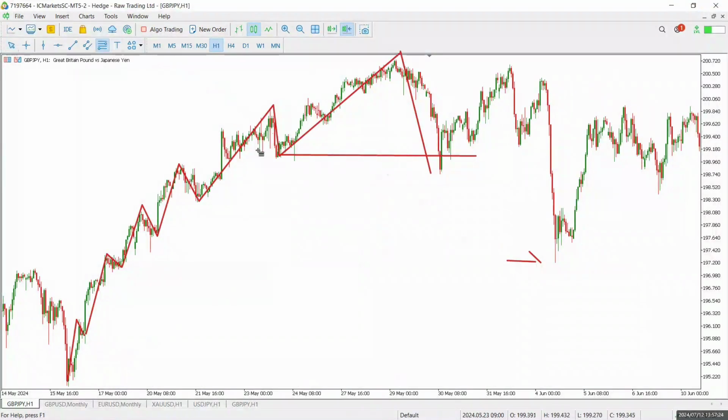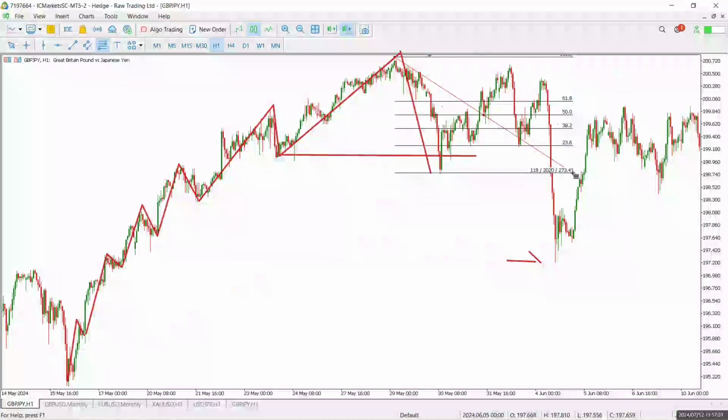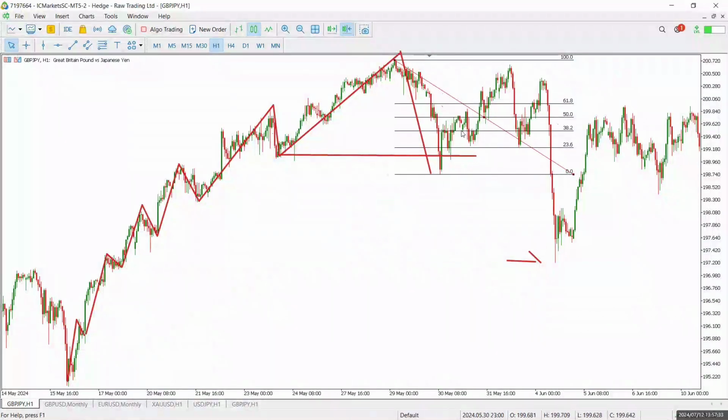How do we get our 61.8? We bring out our Fibonacci from the highest point of the broken fractal to the lowest point of rejection right here. Okay, so we can see clearly that prices came back to the 61.8. We can take some of these drawings out to see it clearly. Okay, so this is the highest point of the broken fractal, lowest point of rejection. Prices came back to 61.8.